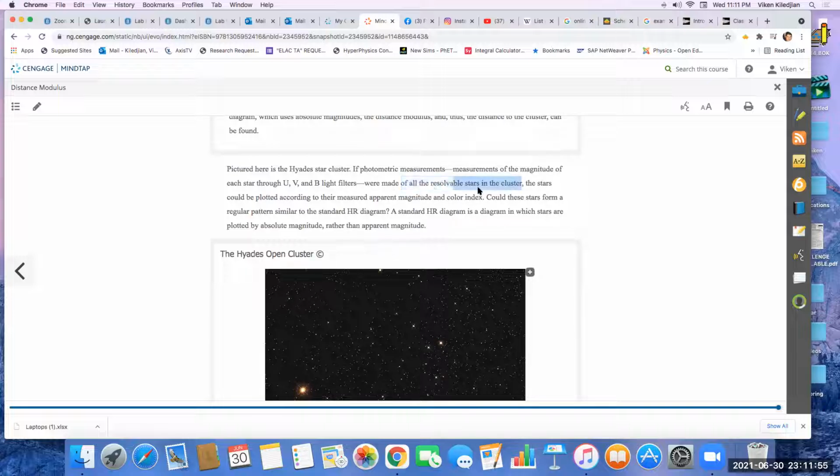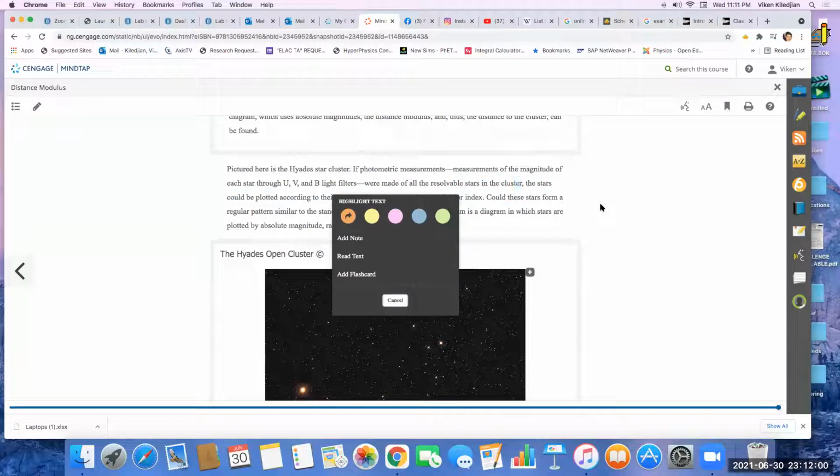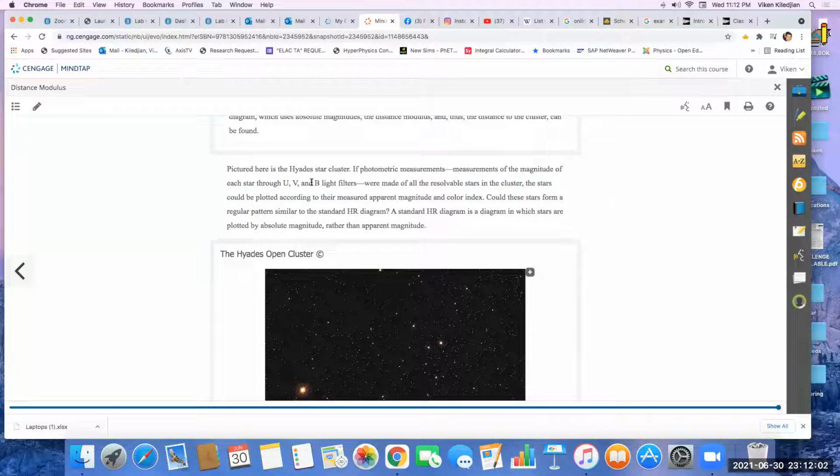So you see what they're doing is they're measuring how bright the stars look in that star cluster through U, V, and B light filters. The stars could be plotted according to their measured apparent magnitude and color index. Could these stars form a regular pattern similar to the standard HR diagram? A standard HR diagram is a diagram in which stars are plotted by absolute magnitude rather than apparent magnitude.